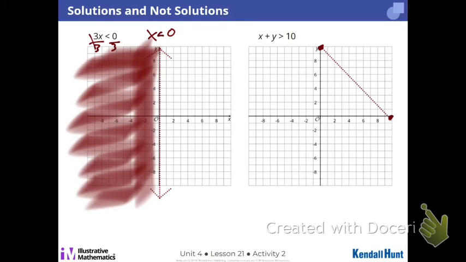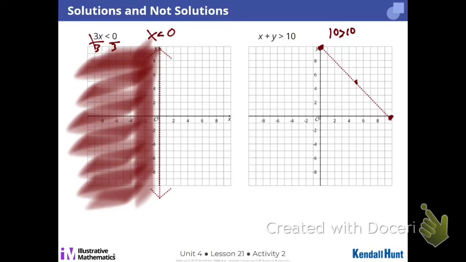And here's why. Let's say x and y were 5 and 5. This point right here. Okay? Is 10 greater than 10? No, so the line is still my reference point, but it doesn't work, therefore it's dashed.